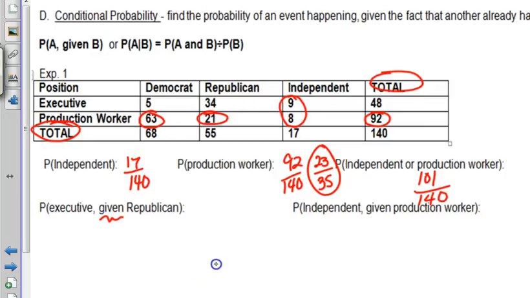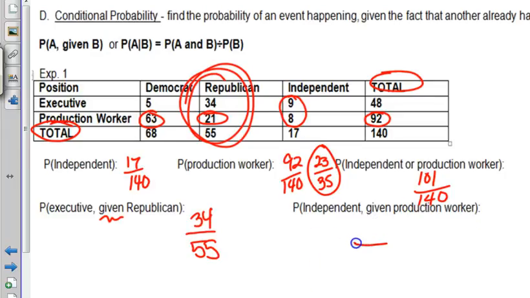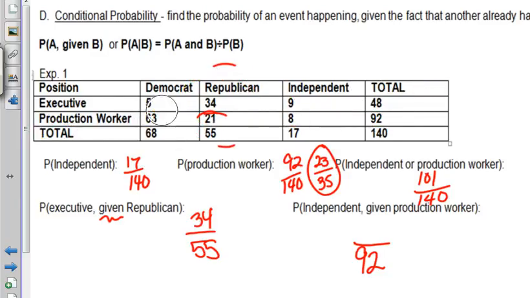This is not the same, though. Executive, given they're a Republican. Now, given they're a Republican, we're only picking out of 55, right? An executive is 34 out of 55, which I don't think reduces. Independent, given a production worker. So given a production worker means we're only dividing by 92, yes? Total production workers. Since I've made a mess of this, okay, now we're talking about out of these 92, how many are independent? 8, which reduces to... Thank you.